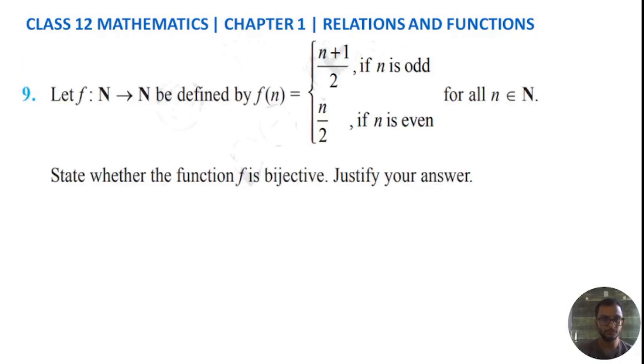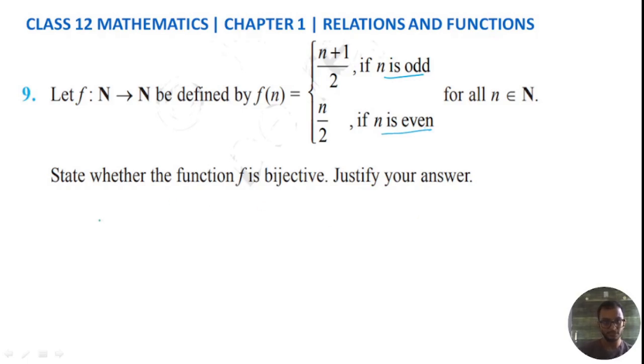Okay, so next question is, our function is defined from N to N, defined as f of n is (n plus 1) by 2 when n is odd and n by 2 when n is even. We need to see whether the function is bijective or not, that is whether it is 1-1 and onto or not. So if we see that one of the properties fails, that it is not 1-1 or it is not onto, then we will be done, right? Because for bijective we need both 1-1 and onto.